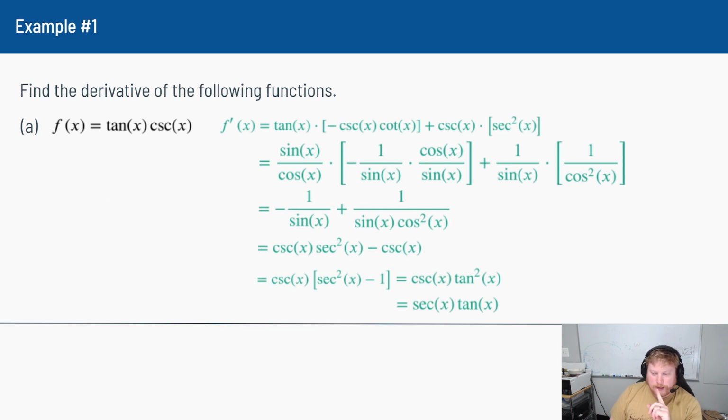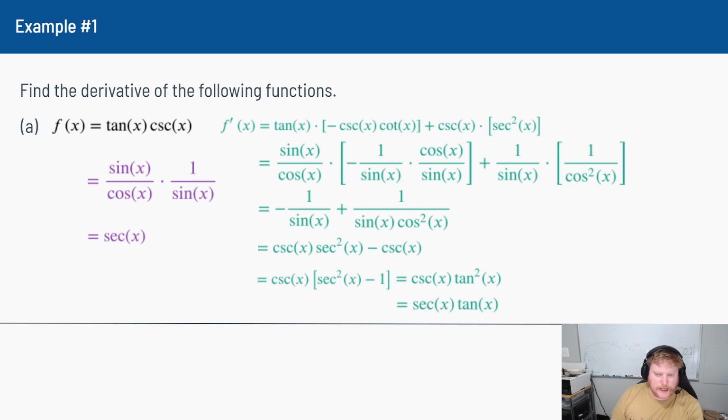Now, that is the answer, and some of you may be screaming at the top of your lungs, Mr. Southard, what if we had simplified the original expression? Okay, so simplifying the original expression, tangent times cosecant can be rewritten as sine over cosine times 1 over sine. The sines cancel, and I'm left with just secant.